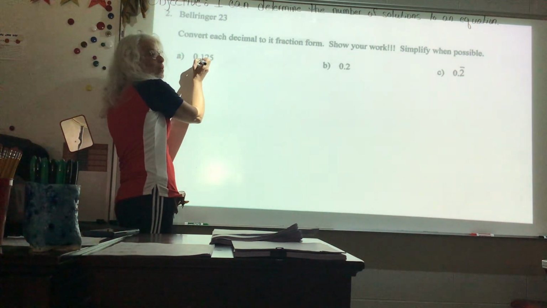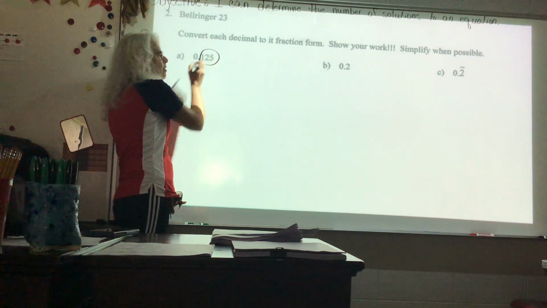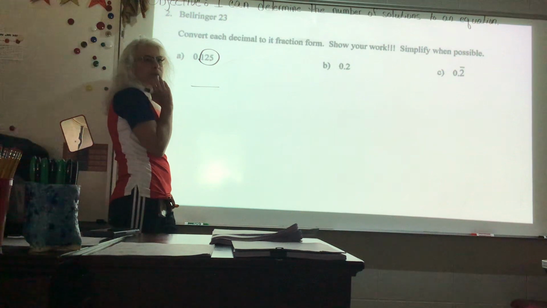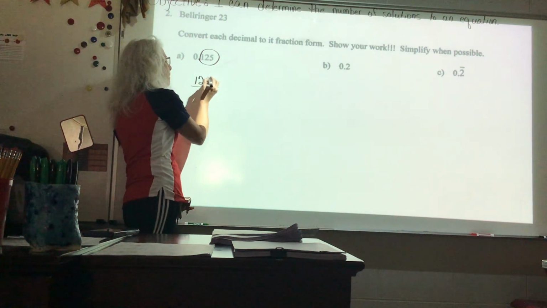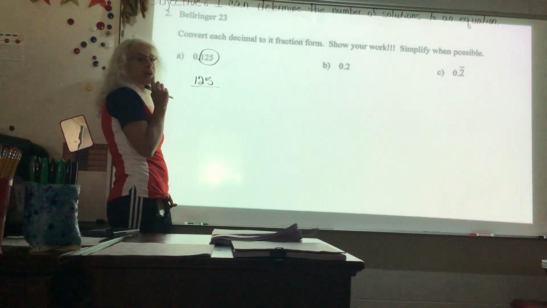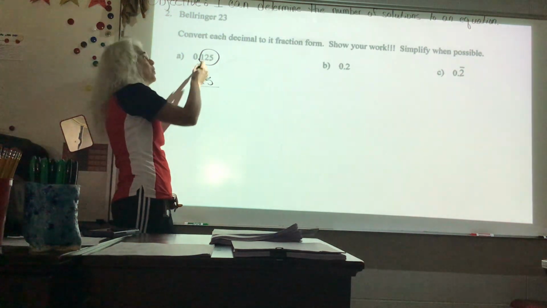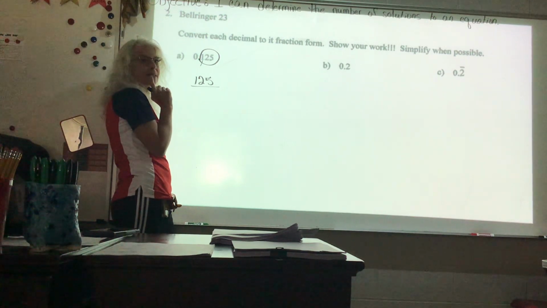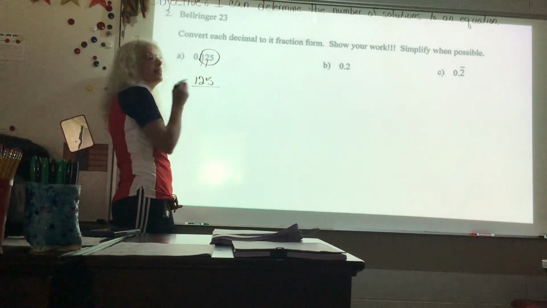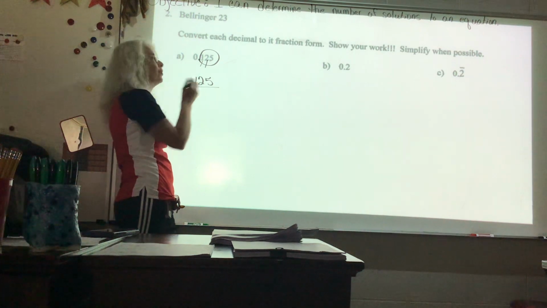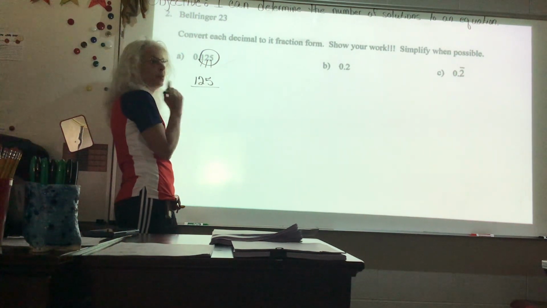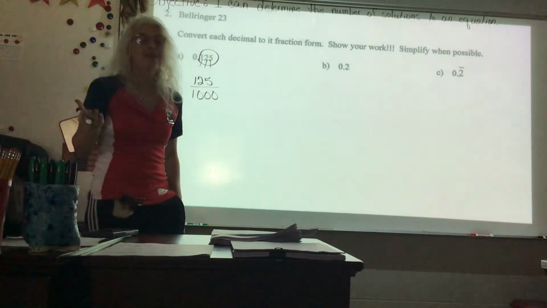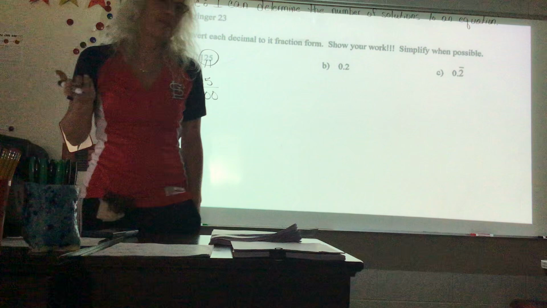Put your pencil on the decimal and circle everything to the right of the decimal. Is that gonna be the numerator or the denominator? Numerator. Good. Now, we need to figure out what we're gonna use for the denominator. The one is in what place? Tenths. The two is in what place value? Hundreds, and the 5 is in what place value? Thousands.